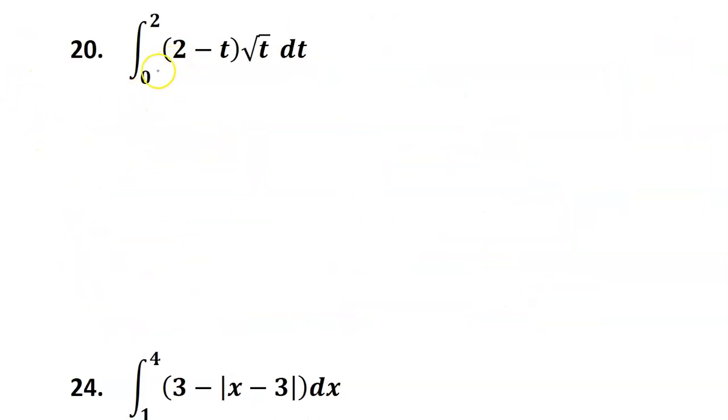For number 20, I think we need to rewrite this one a little bit before we begin to integrate. Before we even do that, please remember that the square root of t is the same as t to the 1/2 power. Keep that in mind as I now distribute. So I'm going to distribute this as I rewrite. I'm going to have the integral from 0 to 2. If I do 2 times t to the 1/2 power, that's just, of course, 2t to the 1/2 power.